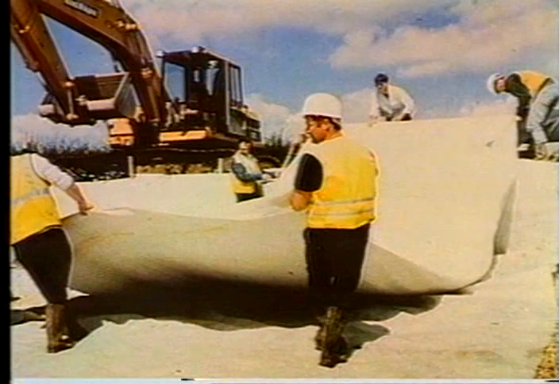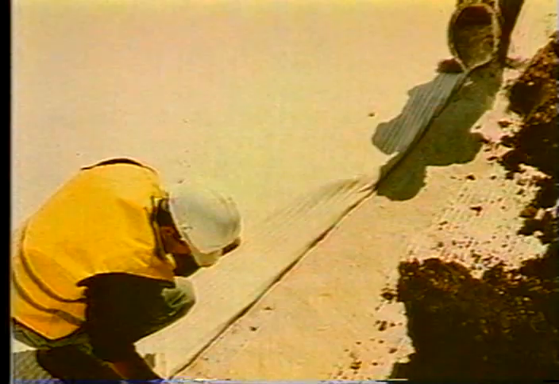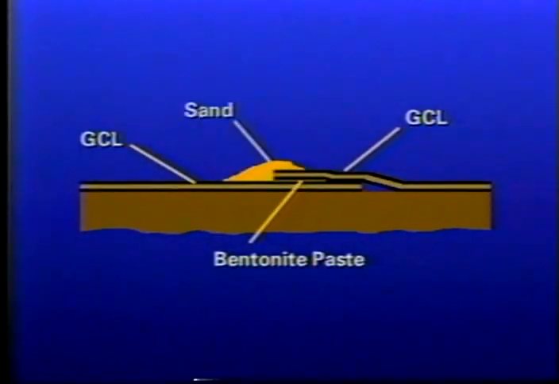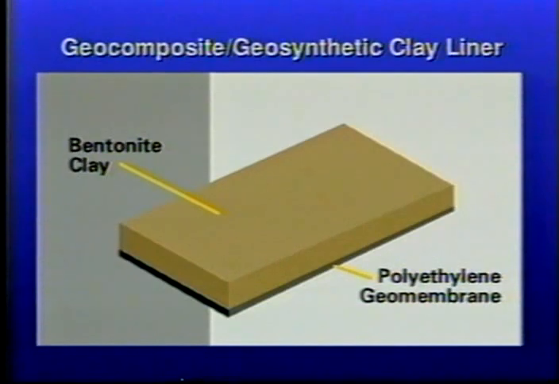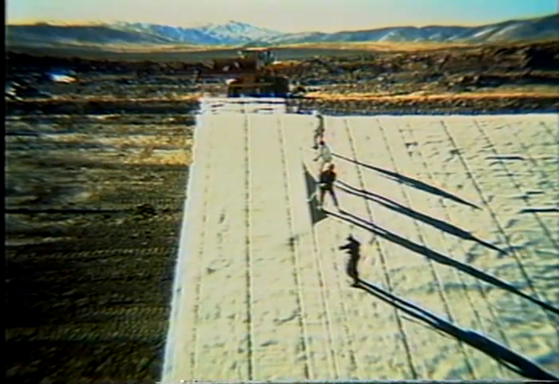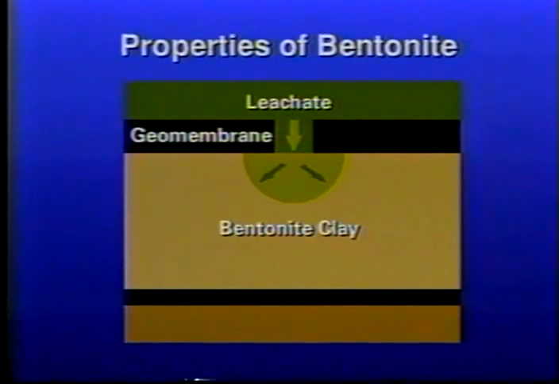This GCL has a fiber-reinforced bentonite layer between 2 polypropylene stitch-bonded geotextiles. The 3 layers are sewn together. In this case, lengths are overlapped and sealed with bentonite paste and sand. This GCL is a 2-layer composite of bentonite clay and polyethylene geomembrane. It's laid with the bentonite side in contact with the primary liner. Bentonite is a natural clay which swells to several times its original volume when wet. As it swells, it seals any leaks in the geomembrane liner.